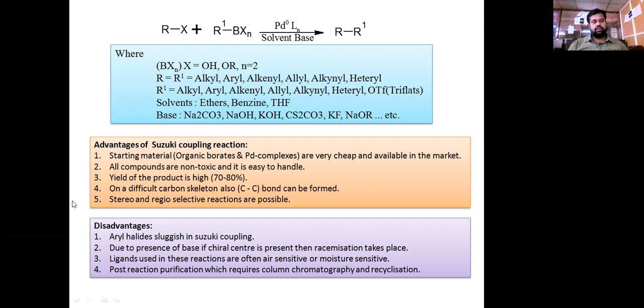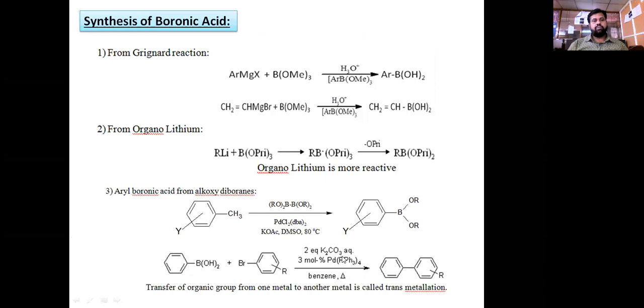And the disadvantages, or mostly only one: aryl halides are sluggish in Suzuki coupling reaction. And due to the presence of base, if a chiral center is present, then racemization takes place. Another disadvantage is that ligands used in these reactions are often air sensitive or moisture sensitive. Post-reaction purification requires column chromatography and recrystallization, which are compulsory. So we have to perform recrystallization and chromatography, right? And synthesis of boronic acids.